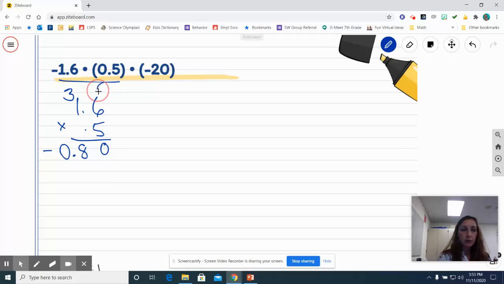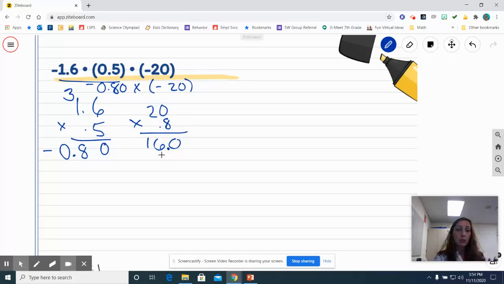Now these 2 I've done already, and now I'm multiplying 80 hundredths or 8 tenths times negative 20. I know that a negative times a negative is going to be a positive, so I'm just multiplying here 20 times 8 tenths. I can ignore that decimal, and that is just 20 times 8. 2 times 8 is 16. Annex that 0 on the end, and then go back and put my decimal place, which is 1, and I've got a total of 16. The answer is going to be positive because when I originally multiplied these 2 numbers, I came up with a negative, and then a negative times a negative will be a positive.